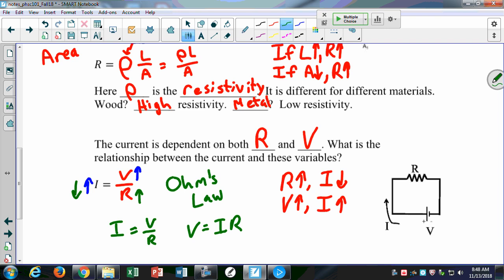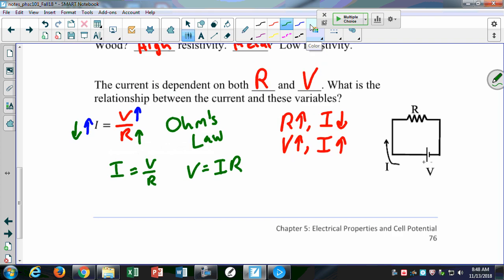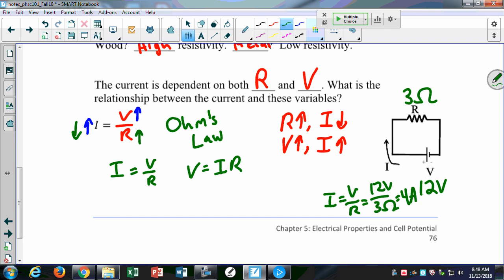Okay, that's sort of the way I usually write it. So for example, let's say that I have 12 volts here and 3 ohms here. If I want to know the current, it's V over R. That's 12 volts over 3 ohms. So it'd be 4 amps. Alrighty.